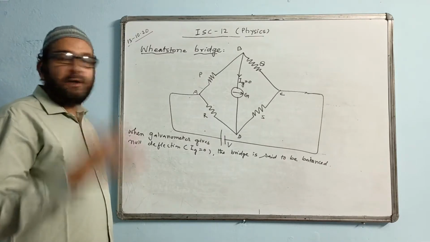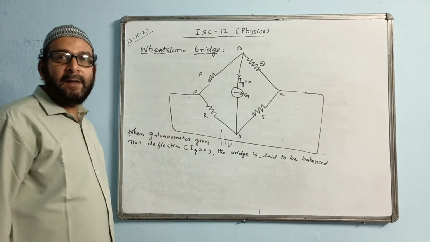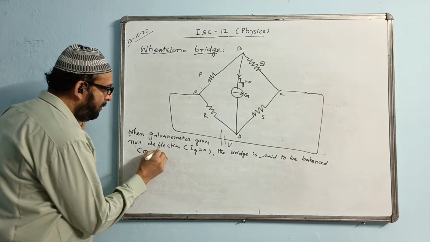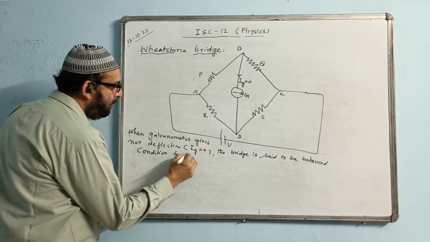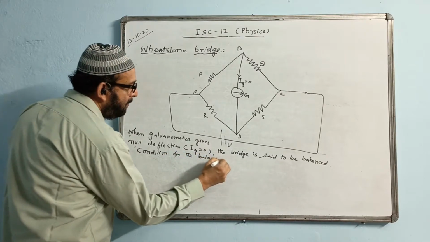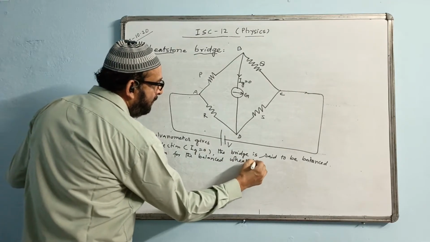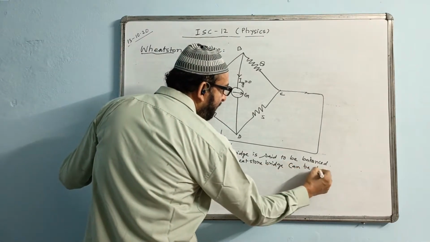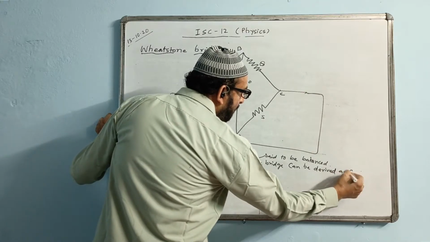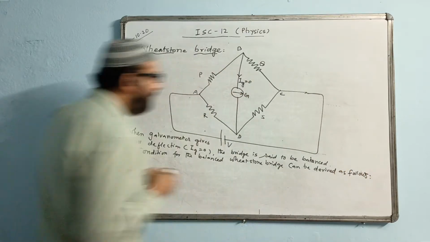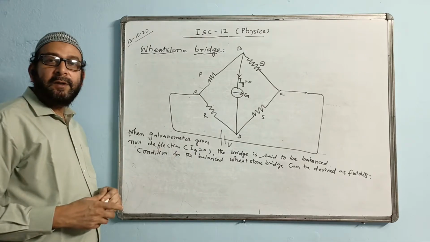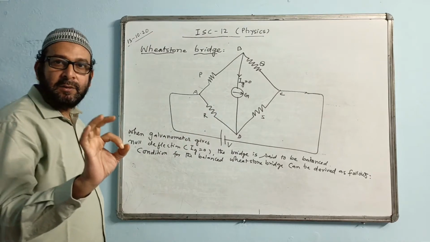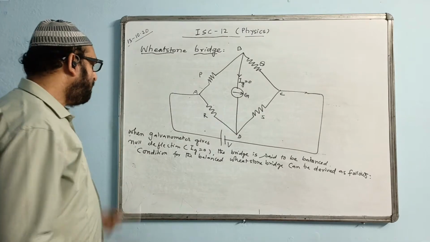We will be deriving the condition for the Wheatstone bridge to be balanced. You can write the condition for balancing the bridge. The condition for the balanced Wheatstone bridge can be derived as follows. What is the meaning of balancing? The galvanometer has to give 0 deflection. Let us obtain the condition.